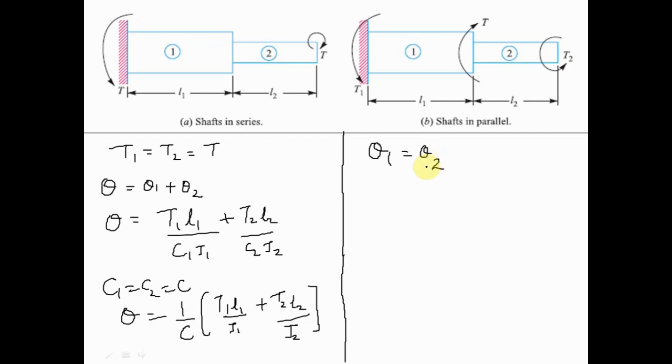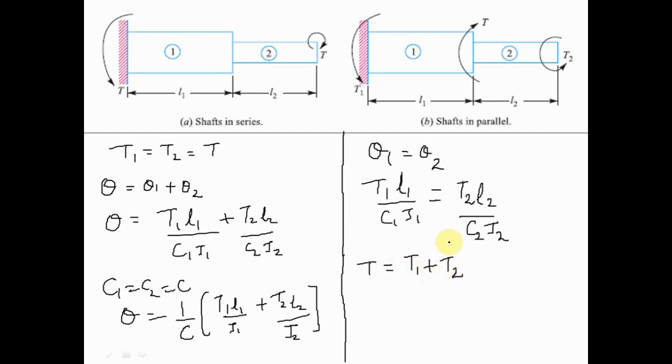We can write it as T1 L1 by C1 J1, equal to T2 L2 by C2 J2. And the total torque, that is torque T, is equal to T1 plus T2, as you can visualize from the picture as well, because this is in clockwise direction.